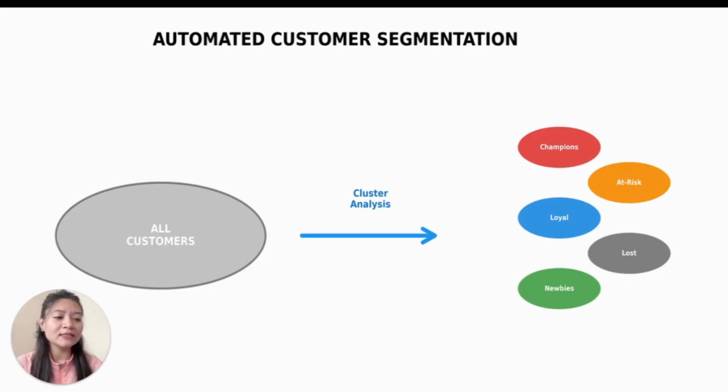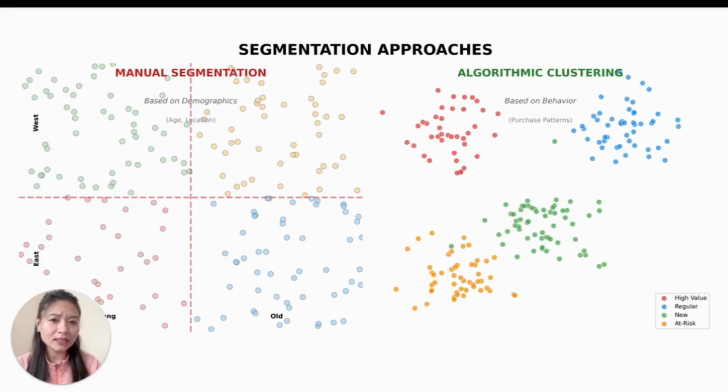And why cluster analysis? Cluster analysis uses machine learning algorithms to automatically find natural groupings in your data based on customer behavior, not your assumptions. It answers which customers are most similar to each other, and it does this by analyzing multiple variables simultaneously, like purchase frequency, average order value, recency of purchase, and more.